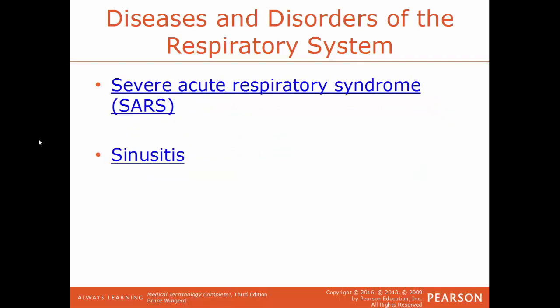Our next condition, SARS, S-A-R-S, severe acute respiratory syndrome. It's a very serious form of pneumonia. It's caused by a particular type of virus called the coronavirus. It is extremely rare. This is also a contagious disease and can become fatal. It's not that commonly diagnosed.